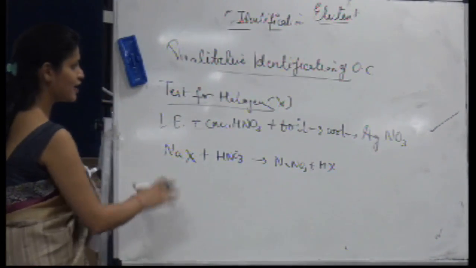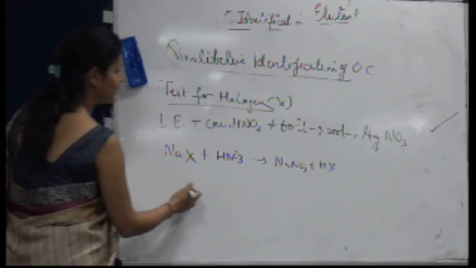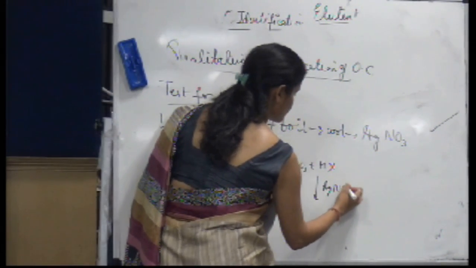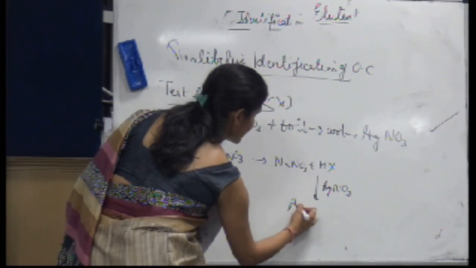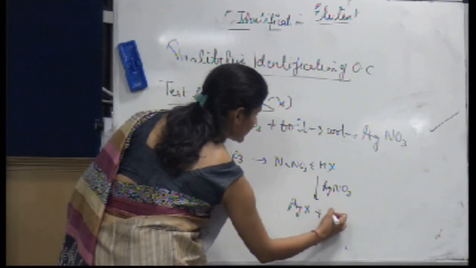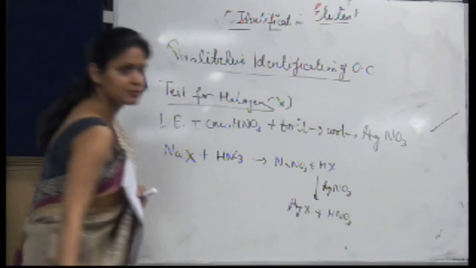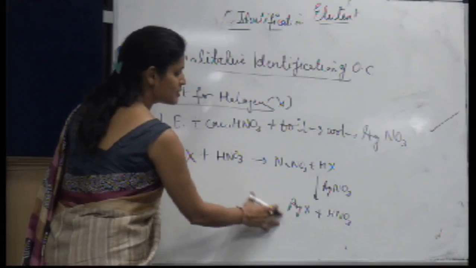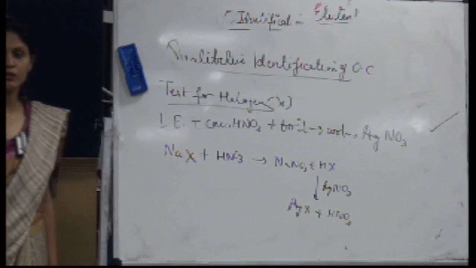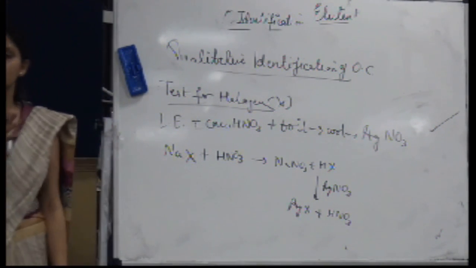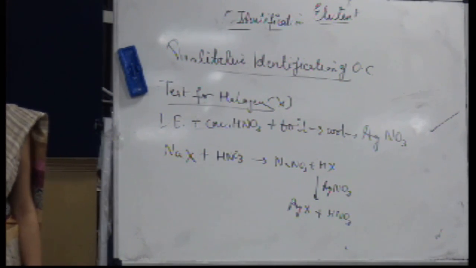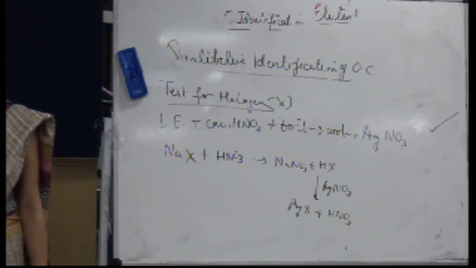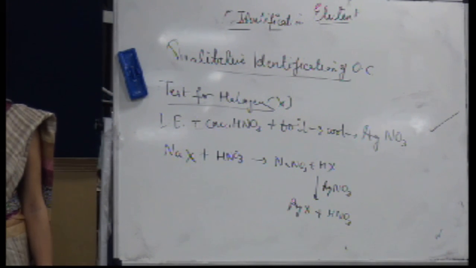Okay, then I have boiled it, then I have cooled it, then I have added the silver nitrate to it. What would happen? Then AgX and HNO3 I'll get. So the halogen will precipitate as silver salt. It would exist as silver chloride or silver bromide or silver iodide. So depending on whether the chloride or the bromide or the iodide is present, the color of the precipitate would vary.